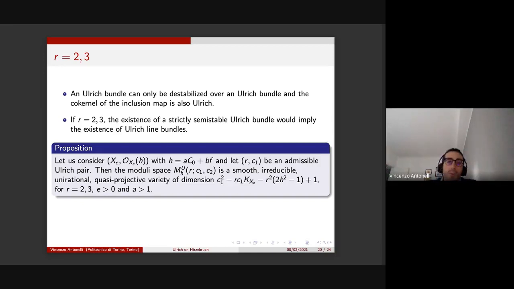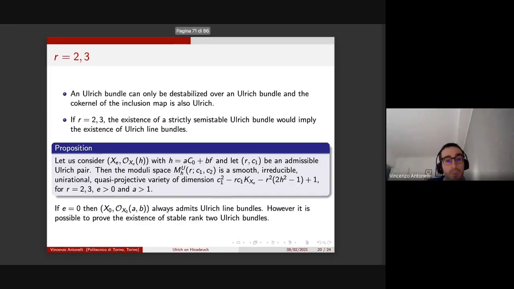Also, we have the existence of a stable Ulrich bundle of rank 3. And this holds for any admissible Ulrich pair. We saw for the rank 2 case which are the admissible Ulrich pairs. For rank 3, there's a similar description. And so basically, the point of considering the rank 2 and 3 cases is to have the non-emptiness of this space.